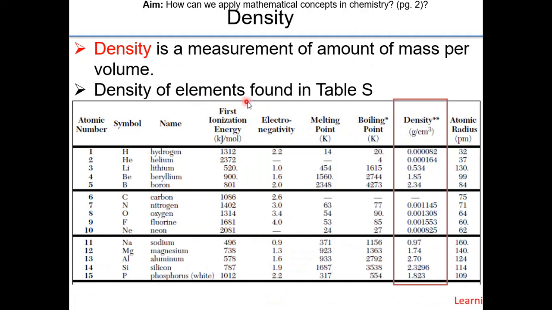So the density of elements are found on table S. Notice they give you the density of each element. Sometimes on the Regents, they'll ask questions regarding the density of elements. They're not going to tell you to go to table S. You have to know to go look there for the values.